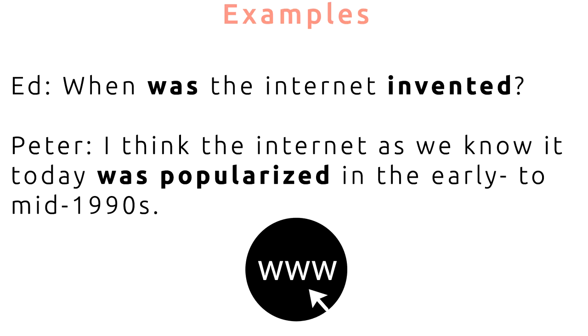And Peter also uses a passive. He says the internet was popularized. This means it was made popular by people in general around the world, but he doesn't need to mention that. He doesn't need to say, people around the world made it popular. He can omit the agent in this example.